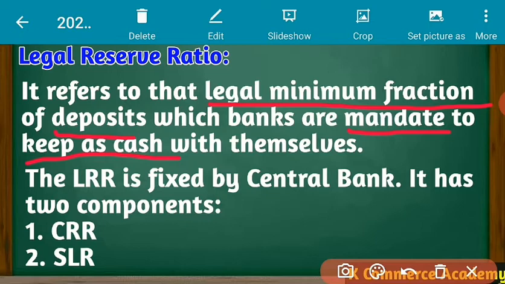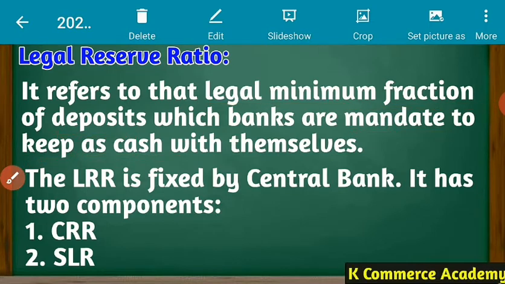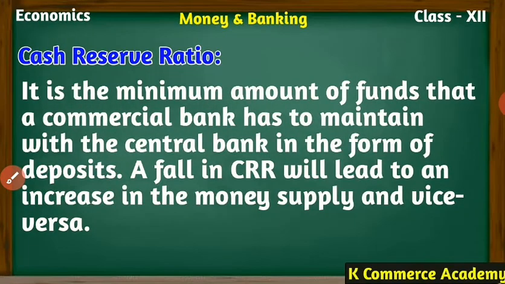The legal reserve ratio, LRR, is fixed by the Central Bank of the country. It has two components, that is CRR, cash reserve ratio, and SLR, that is statutory liquidity ratio. Now the meaning must be clear to you, that CRR and SLR are the two components of LRR. Legal reserve ratio is the minimum fraction of deposits that has to be kept in cash, and it has two components, CRR and SLR. Let us take the explanation of CRR and SLR.